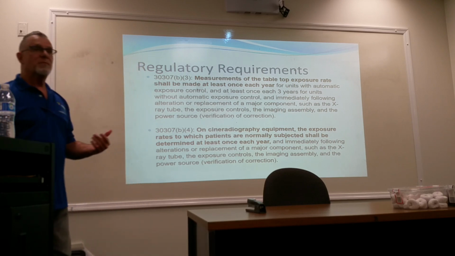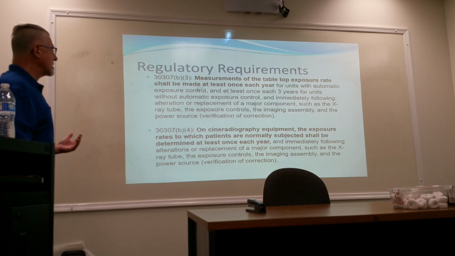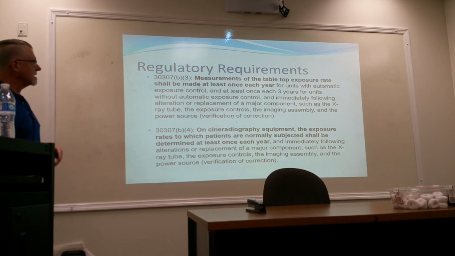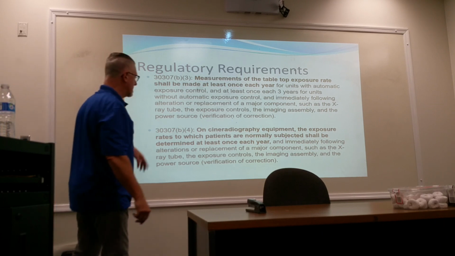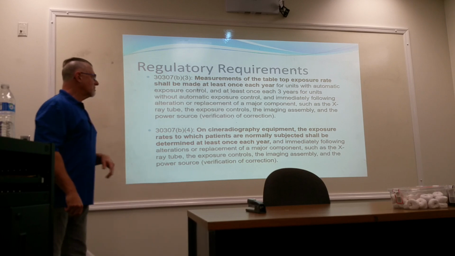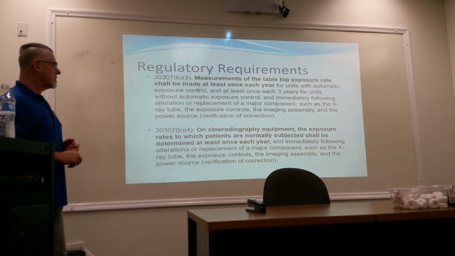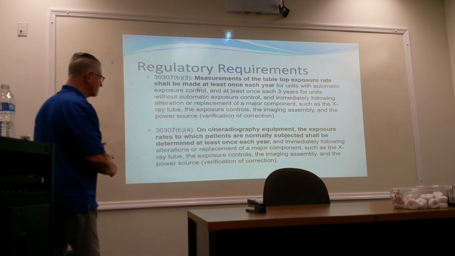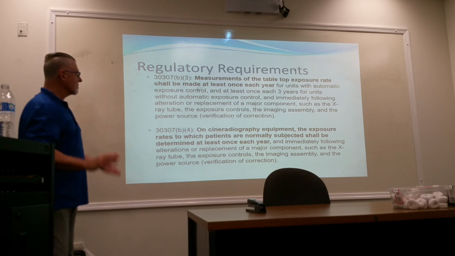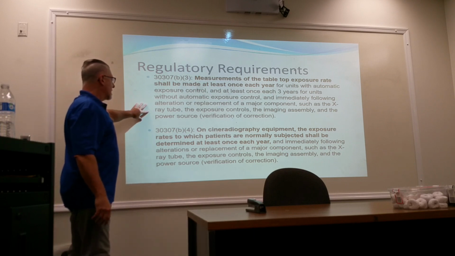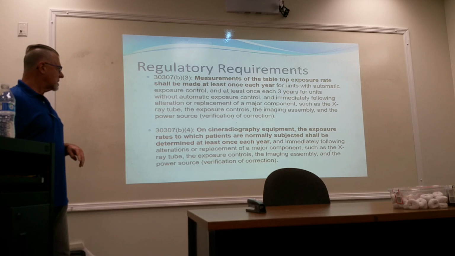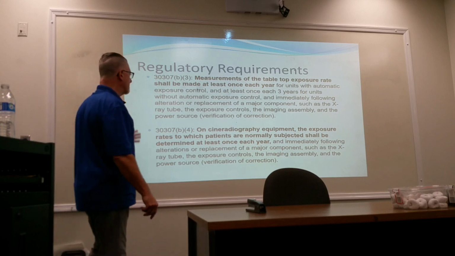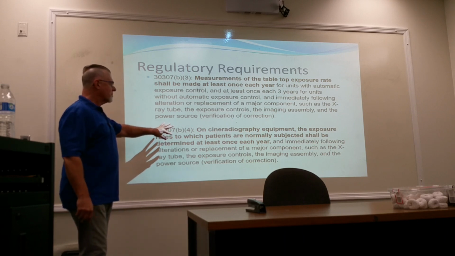All right, so the tabletop exposure rate for fluoroscopic equipment has to be measured at least once a year for units with automatic exposure control and at least once every 3 years for units without automatic exposure control, and immediately following alteration or replacement of a major component such as X-ray tube, exposure controls, imaging assembly, power source, image intensifier. Okay. On cineradiography equipment, the exposure rates to which patients are normally subjected shall be determined at least once each year and immediately following, etc. verifications.